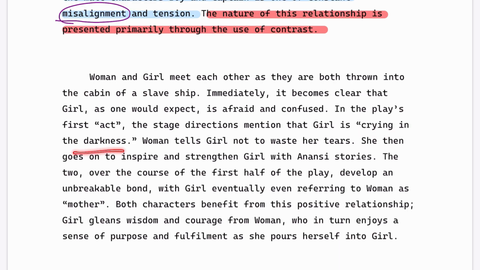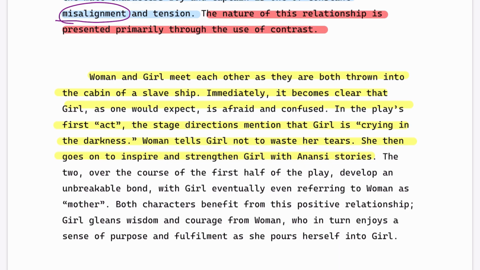"crying in the darkness." Woman tells girl not to waste her tears. She then goes on to inspire and strengthen girl with Anansi stories. So I'm going to make this paragraph yellow since I'm touching on the first point. Right? This is the yellow paragraph. This section here is basically talking about, of course, as you can see, how they met and the relationship they have with each other. And note that I've thrown in a bit of evidence.